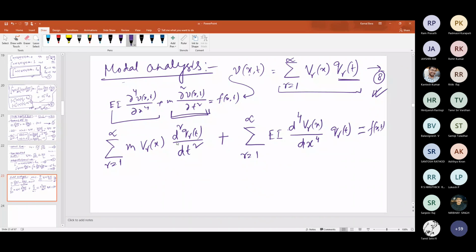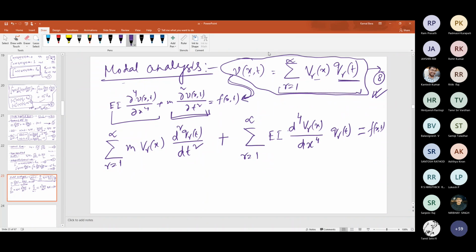Any wrong here? Let's check it. qr(t), EI, then d4 Vr by dx4, correct, right? Anybody has any problem? This is the modal superposition, substituting this in the governing differential equation, that is equation number 1. I am writing again here 1. This is the governing differential equation. I'll get this. Any issue with this expression? Any problem? No, sir. Okay.